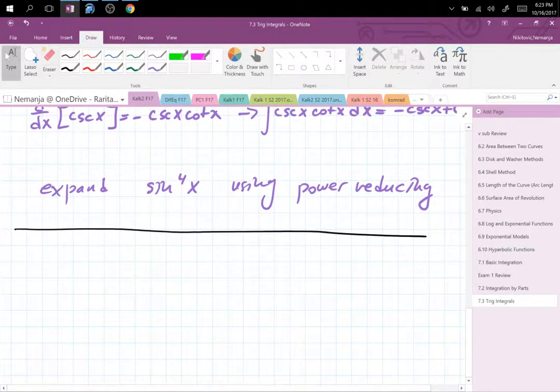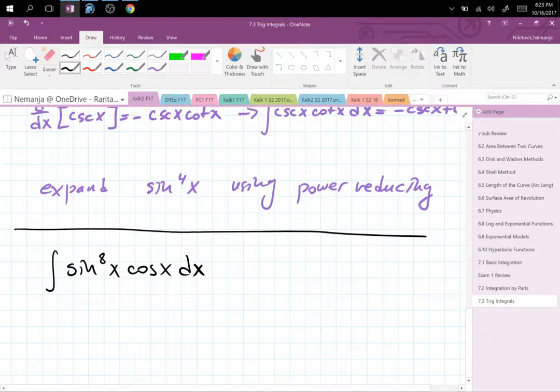So some of the integrals you already know. For instance, you all are supposed to know how to solve the integral of sine to the 8 x cosine x dx. How do you solve this integral? This is a Calc 1 integral, but it's the first integral of this section. How do you solve this?